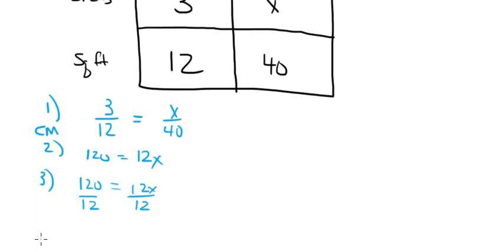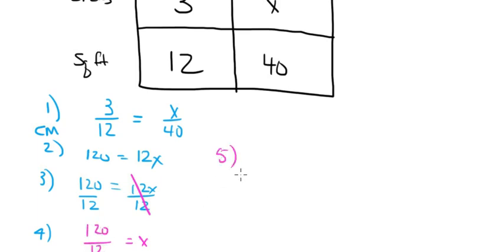Absolutely. Good job. So that's my next step, right? And then what's going to happen here is these 12s cancel out, don't they, right? And that leaves me with what, Tucker? That leaves me x equals 120 over 12.